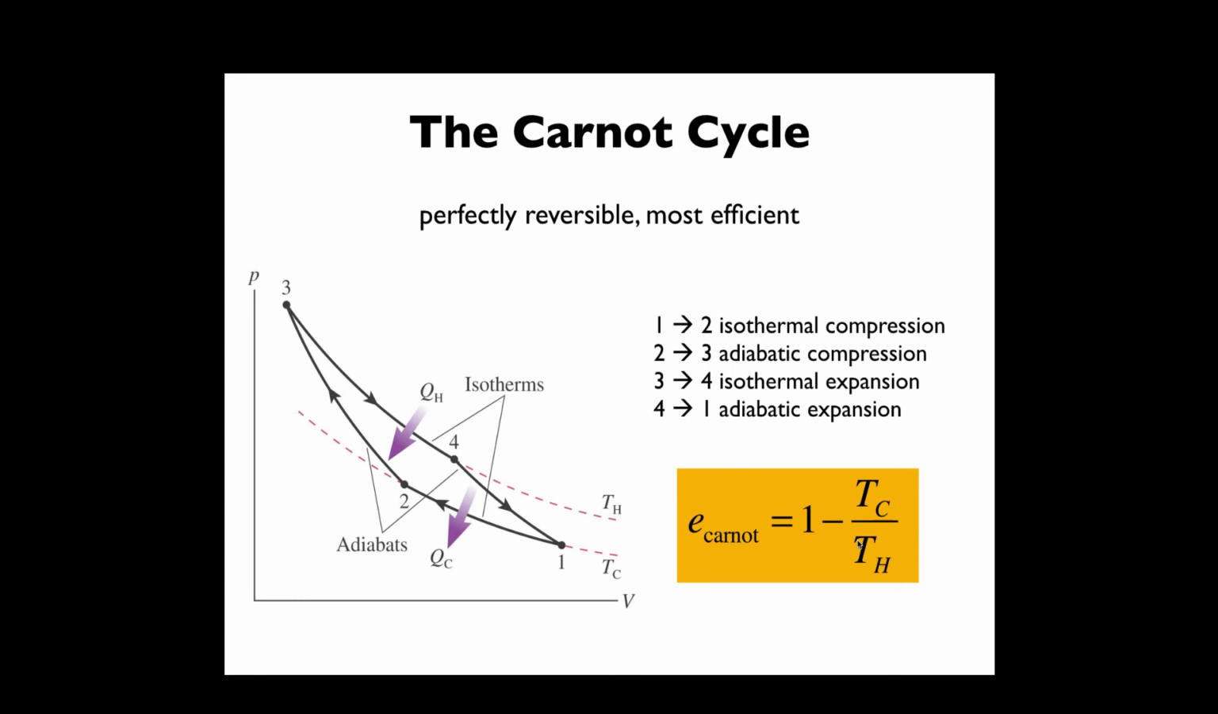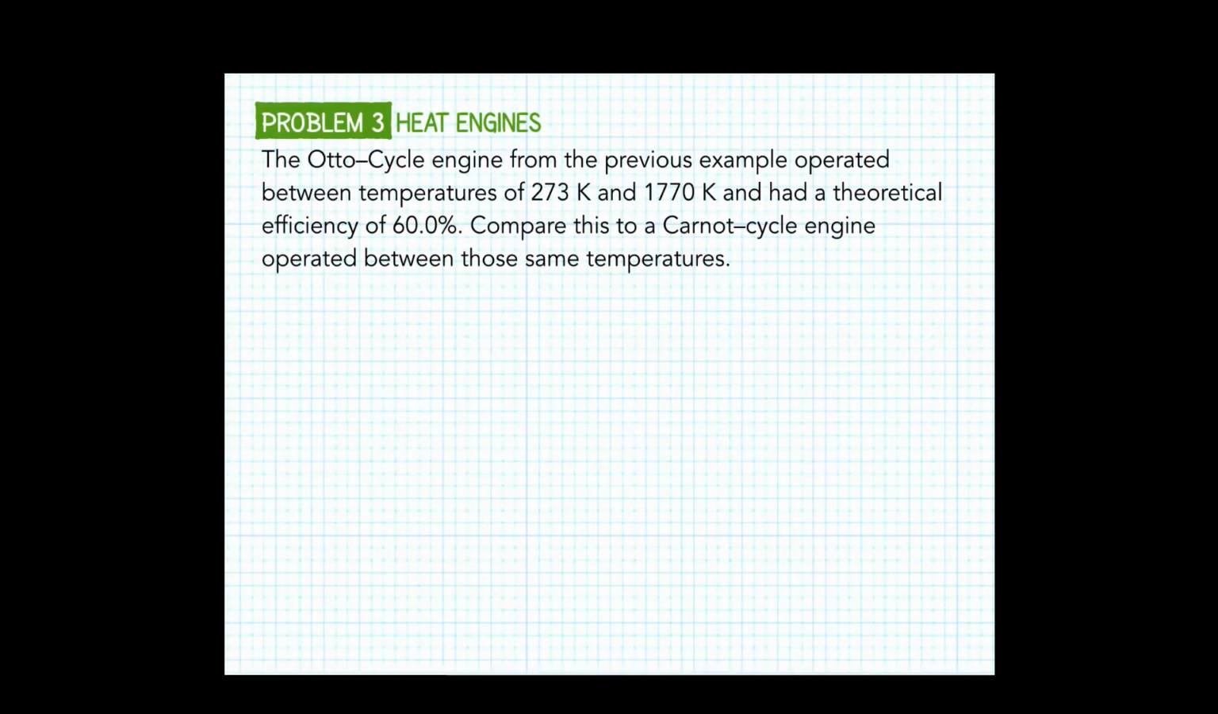So another statement of the second law is that no heat engine operating between TH and TC can exceed the Carnot efficiency. Here we can go through and calculate the Carnot efficiency for the Otto cycle engine from the previous example. We know that engine operated between temperatures of 273 and 1770 Kelvin, and it had a theoretical efficiency of about 60%.